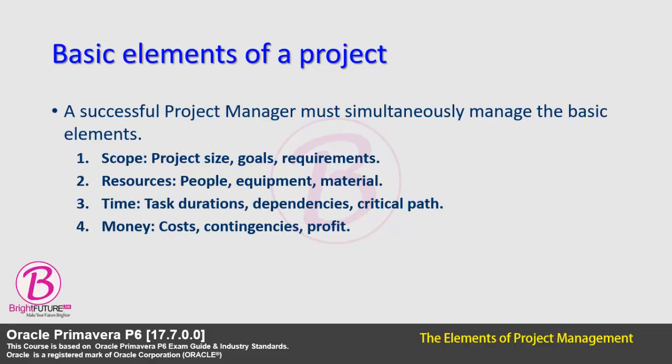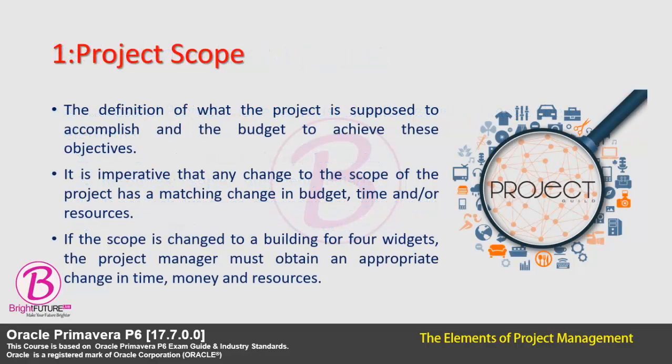A successful project manager must simultaneously manage the 4 basic elements of a project: scope, resources, time, and money. These elements are interrelated and must be managed together if the project and the project manager are to be successful. First one, the most important element: scope.